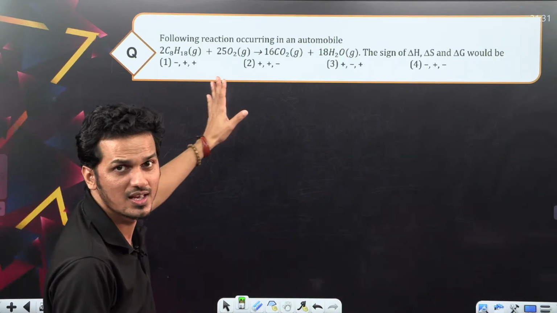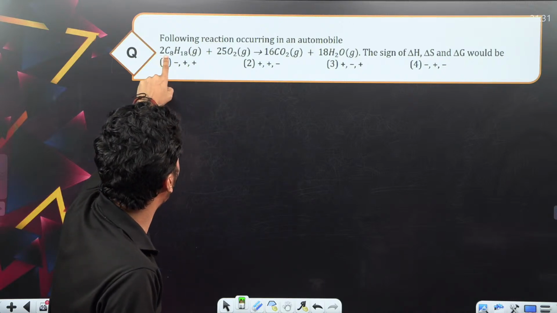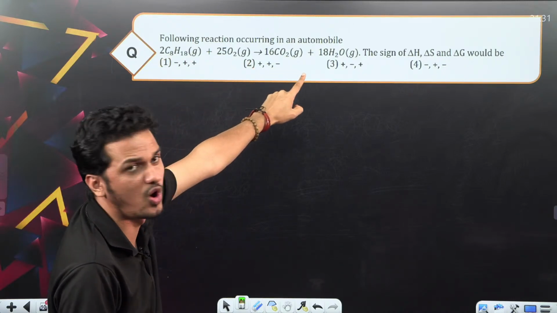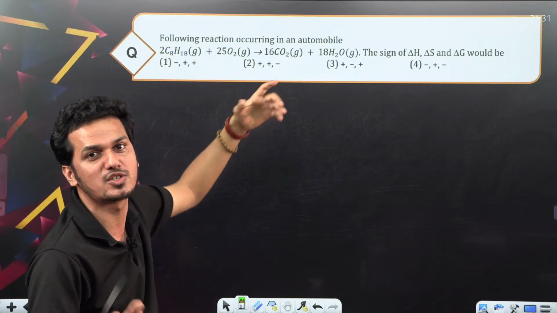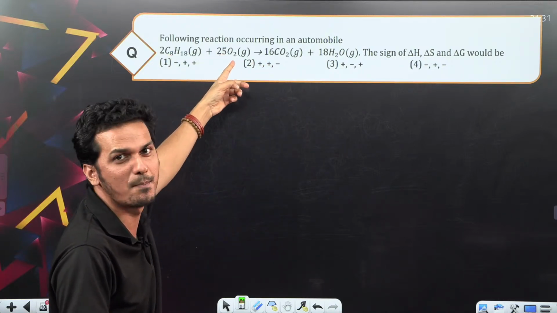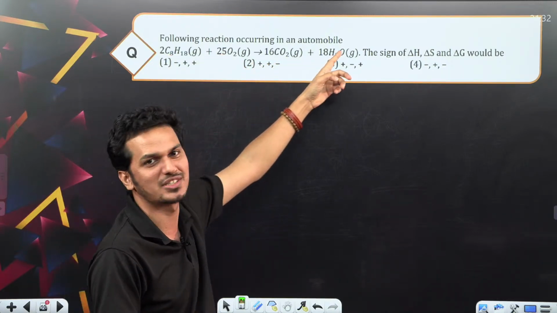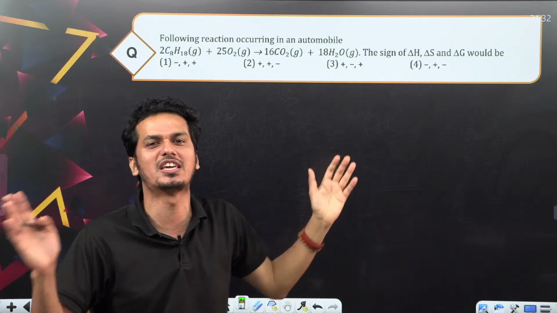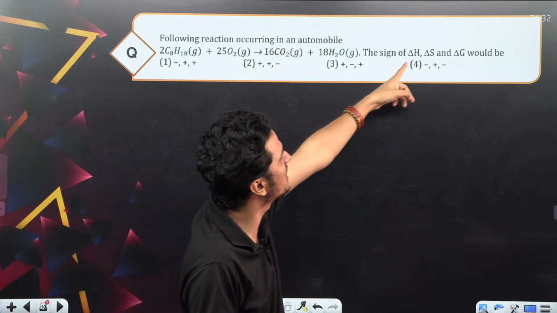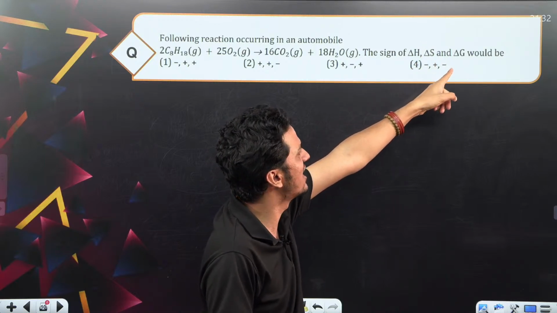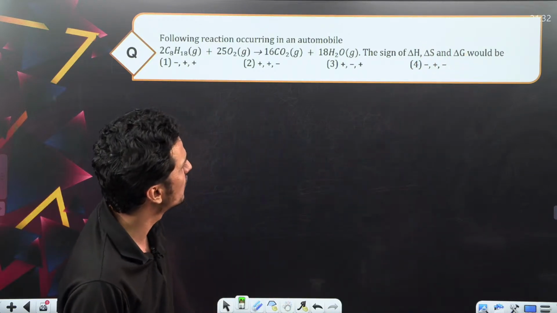This is the question. Which of the following reactions occurs in an automobile? This is octane. Octane is petrol. Petrol undergoes combustion and you get carbon dioxide, water and energy. The automobile vehicle will move. That is what they are talking about. So the signs of delta H, delta S and delta G would be.